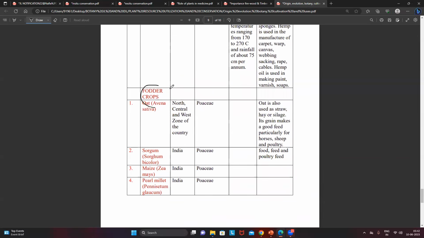Then followed by fodder crops. These 4 I want every one of you to read: oat, sorghum, maize, pearl millet. All belong to which pathway? C4 pathway. All belong to what? Grasses. All belong to the same family only. Easy to remember also. You have to remember the uses.